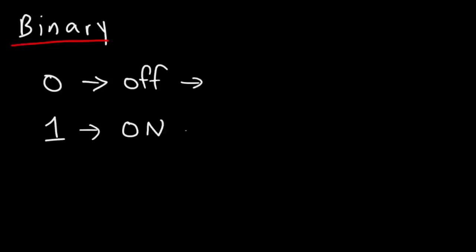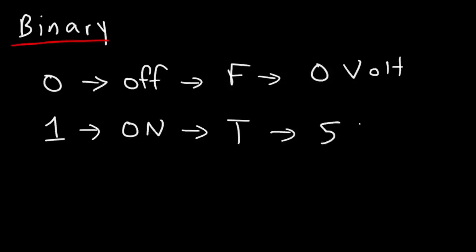So if you're dealing with true and false statements, an off state will be considered false, and an on state would be considered true. If you're dealing with voltage, an off state would have 0 volts, and an on state, typically 5 volts, but something other than 0. Now, before we go over AND, OR, and NOT gates, let's talk about the buffer gate.